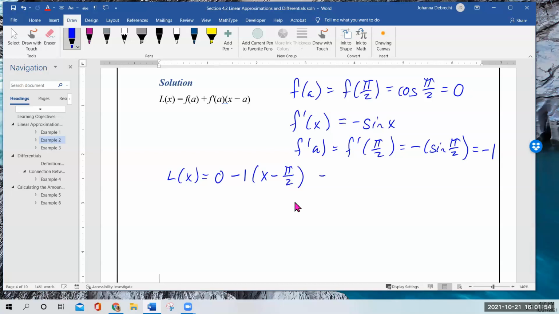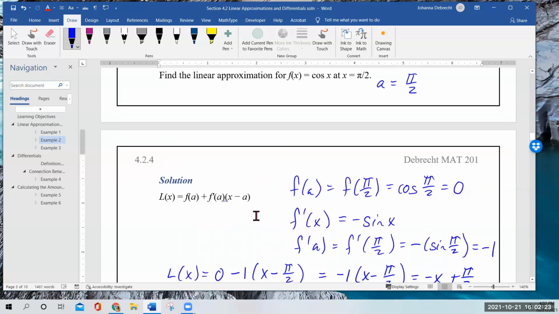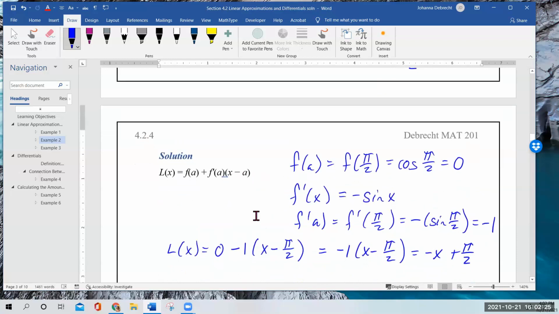In other words, I can approximate the cosine close to pi over 2 with the linear equation negative 1 times x minus pi over 2, or negative x plus pi over 2. If I were to take something relatively close to pi over 2, say 80 degrees in radian form, or 100 degrees in radian form, I would get an approximation for the cosine value at that particular angle.